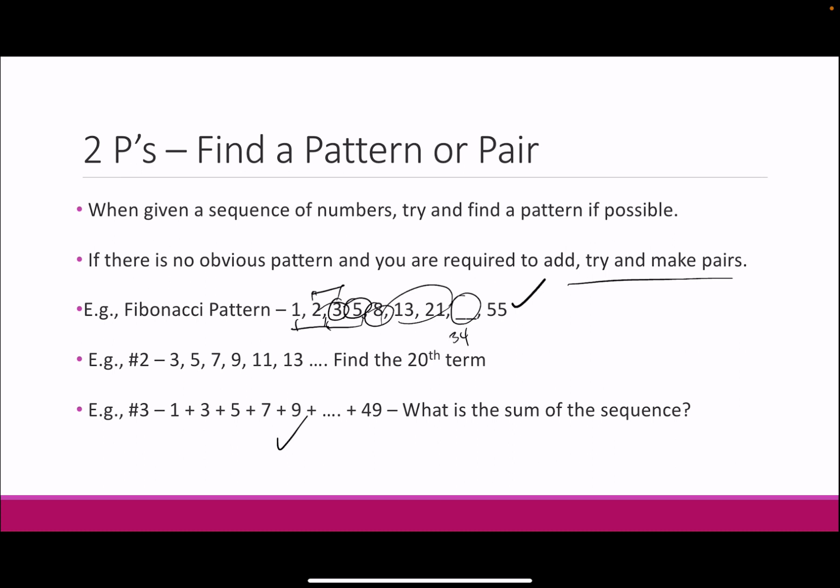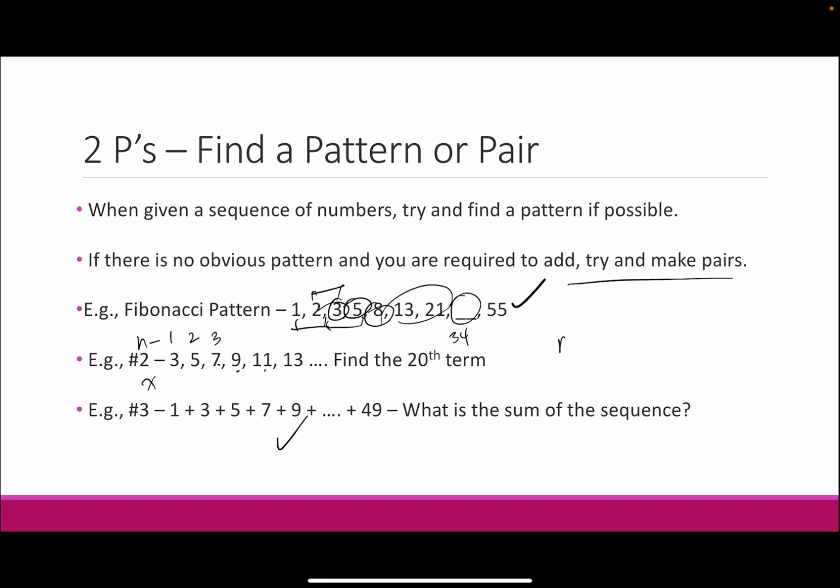For the second sequence, they're asking us to find the 20th term, and we know that the first term is 3. Again, you want to label what term each number is: term number 1, term number 2, term number 3, and then find a relationship between the term and the actual number. I'll call the term n, so n can be 1, 2, 3, 4, 5, and the actual number x. So x is 3, 5, 7, 9, 11, and so on. I want to find an equation between n and x.